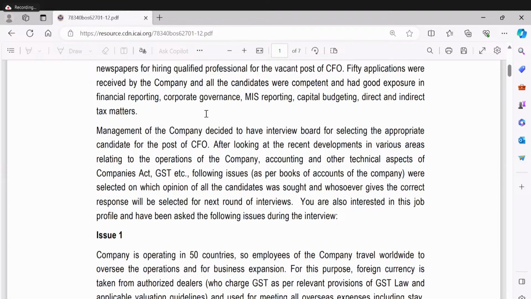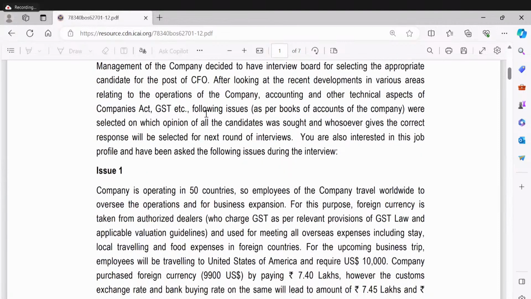The management of the company decided to have an interview board for selecting the appropriate candidate for the post of CFO. They thought that we should form an interview board because all candidates appear to be very competent and possess all the required knowledge, very good exposure of all the core technical areas of the business. Now, after looking at the recent developments in various areas relating to the operations of the company, accounting and other technical aspects of the Companies Act, GST, etc., the following issues as per the books of accounts of the company were selected, on which the opinion of all the candidates was sought.